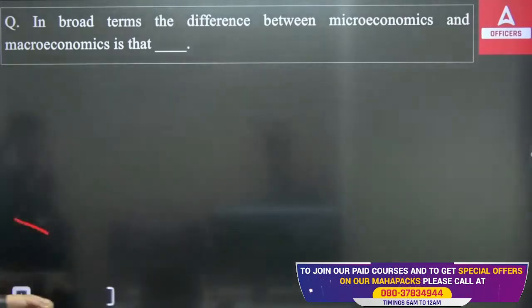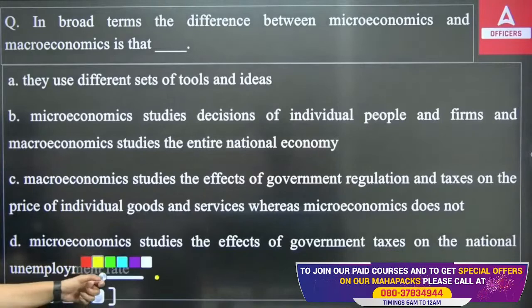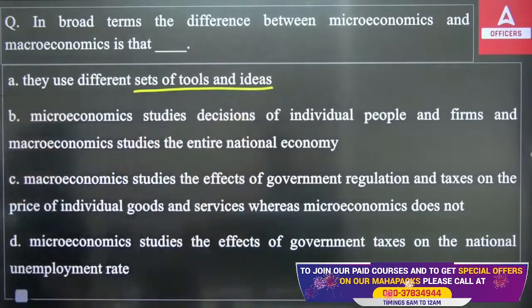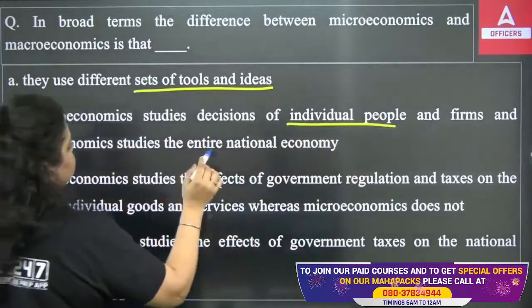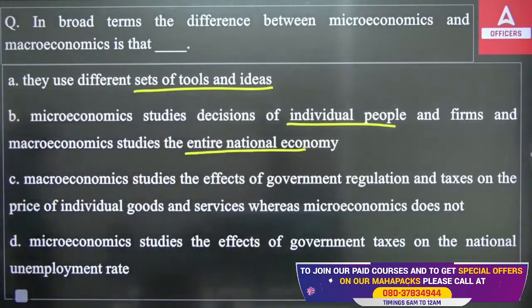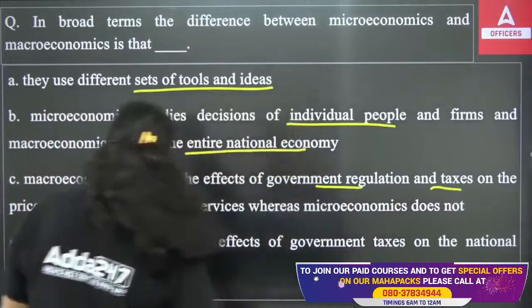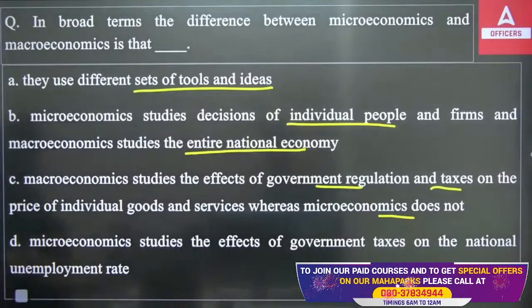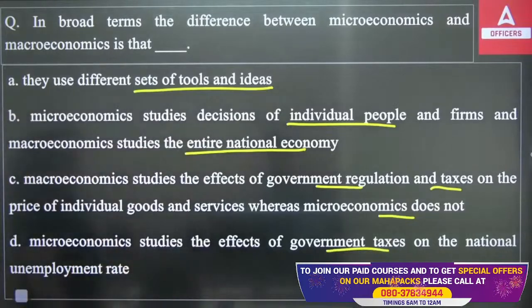So what is the difference between micro and macroeconomics? That you have to answer, and you have these 4 options in front of you. The first one is talking about how they use different sets of tools and ideas. Second is saying microeconomics studies decisions of individual people and firms, and macroeconomics studies the entire national economy. Third is saying macroeconomics studies the effect of government regulation and taxes on the price of individual goods and services, where microeconomics does not. Next, microeconomics studies the effect of government taxes on the national employment rate. Clear? So these are the 4 statements we have.